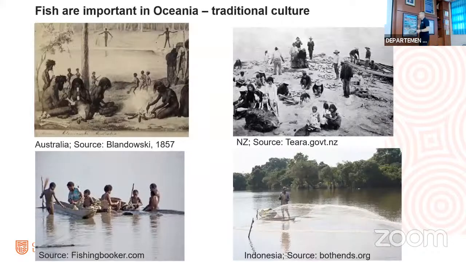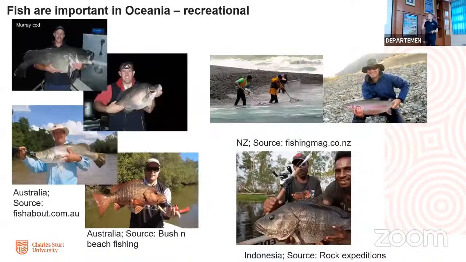The other thing that's important is that there are many parts of Southeast Asia, and this is true in Australia as well, where fish play a really important part of traditional culture. There are ceremonies, there are nutritional values, there are social values of fish. More recently, with people wanting to catch big fish, there's a recreational fishery, and this can generate financial benefits to people, but people like to go and catch fish, either for sport or to eat.